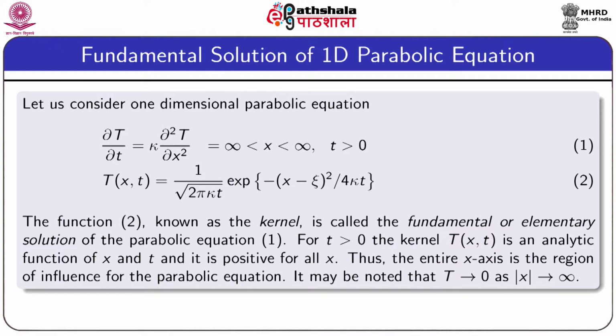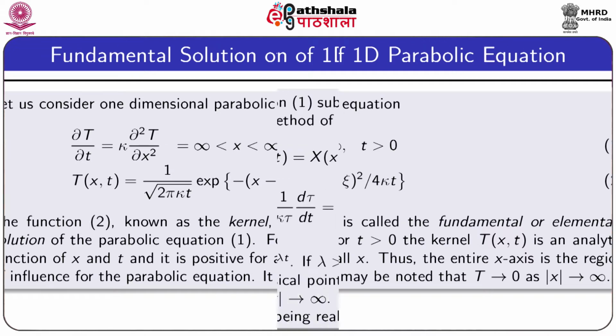If you see the solution, you can observe that T(x,t) is an analytic function of x and t for all t greater than 0 and it is positive for all x. Thus, the entire x axis is the region of influence for this parabolic equation. Also, it is to be noted that this solution tends to 0 as t tends to 0 and as |x| tends to infinity. So, these are the properties of the fundamental solution of equation 1.